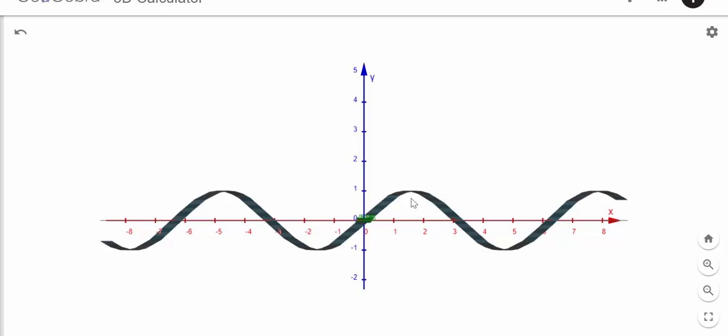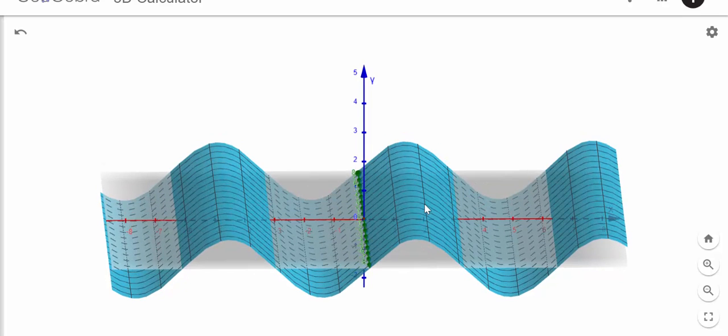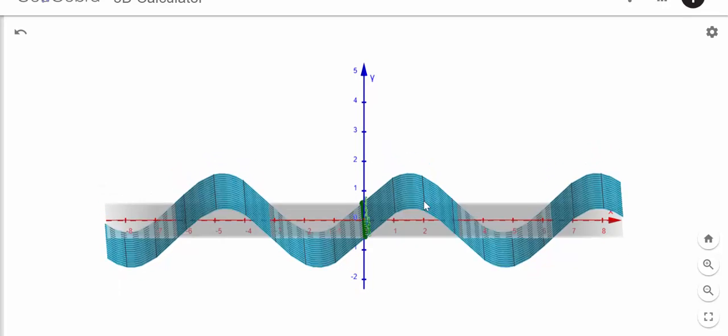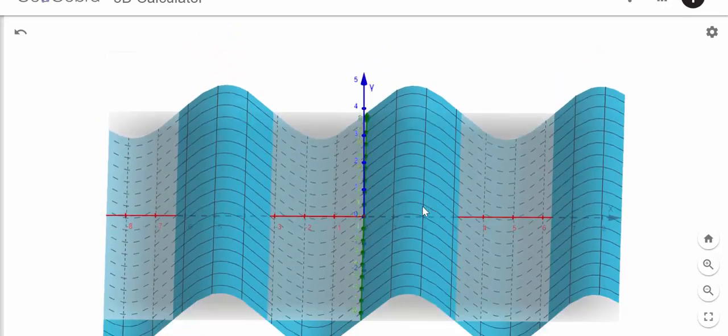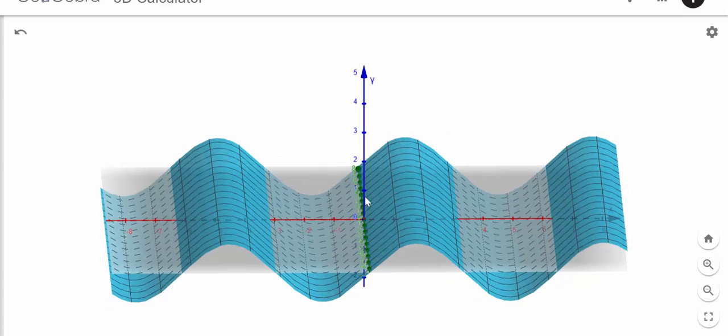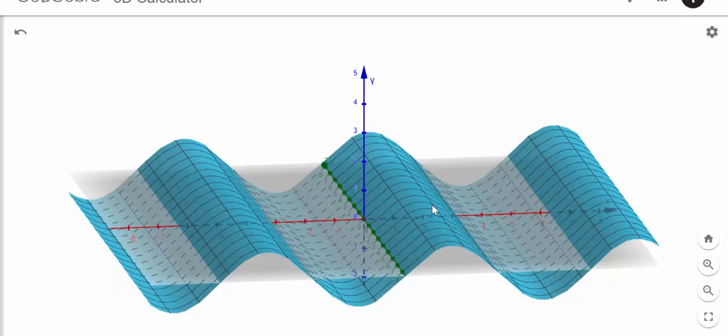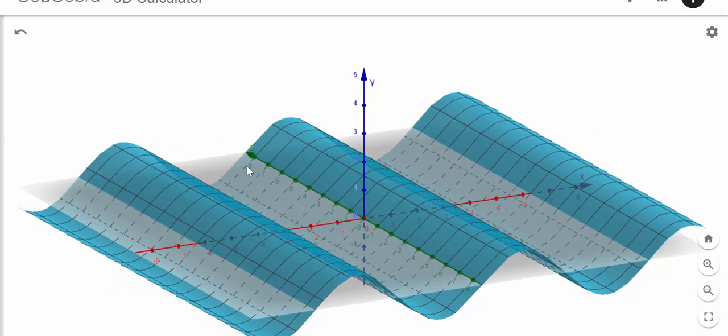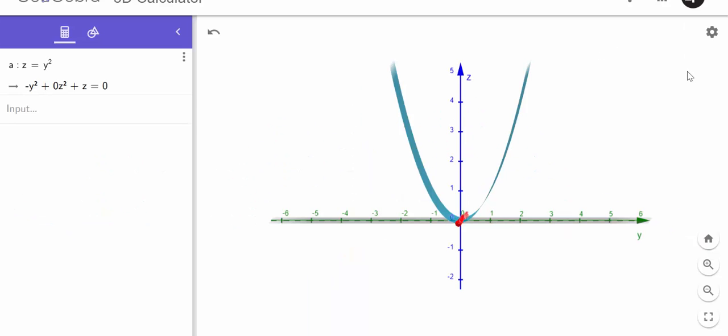And those rulings, think about this now. What are those rulings parallel to? Think about it. See? Look at those rulings. They're parallel to the z-axis. So y equals sine x will give you a cylinder, the rulings of which are parallel to the z-axis. Okay? And you can see that if you play around with this. Notice the green here, that's the z-axis. And look at these rulings. See those? Those rulings, parallel to the z-axis.